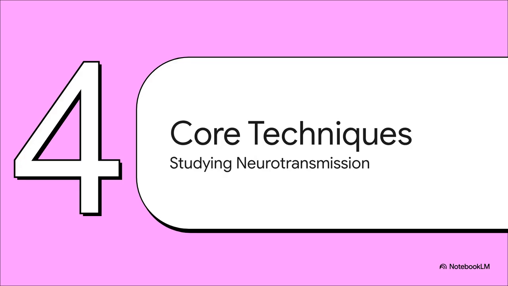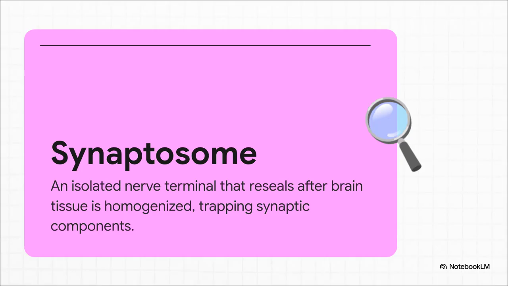So, how in the world do we know all of this? Let's look at some of the foundational techniques that neuroscientists use to actually study what's happening at the synapse. First up is a really key tool called the synaptosome. This is essentially an isolated, intact nerve terminal. What happens is, when you homogenize brain tissue, the presynaptic terminals actually tear off and then reseal themselves. So you end up with this little packet that has everything you need for neurotransmission, perfect for studying in a test tube.